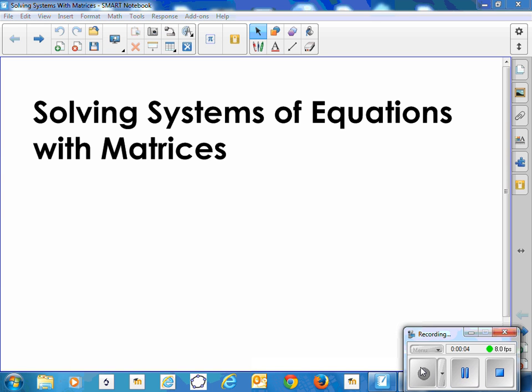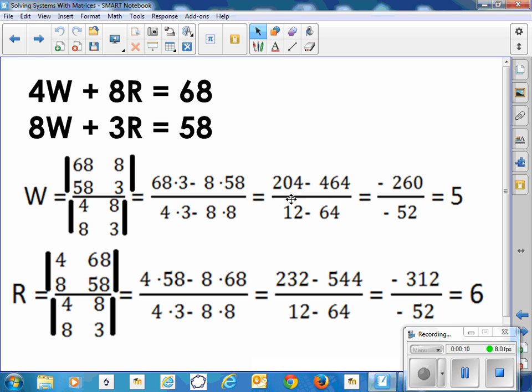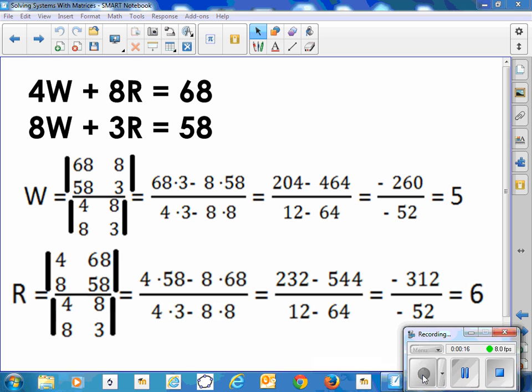This video clip is about solving systems of equations with matrices. So this system of equations here could be solved by substitution, but we could also do it by matrices.